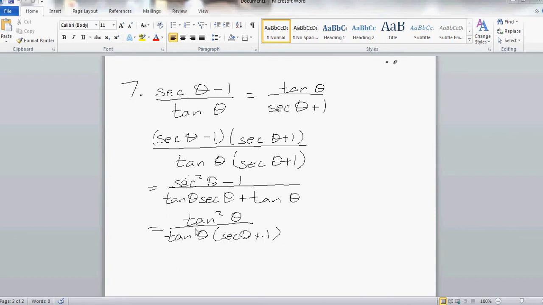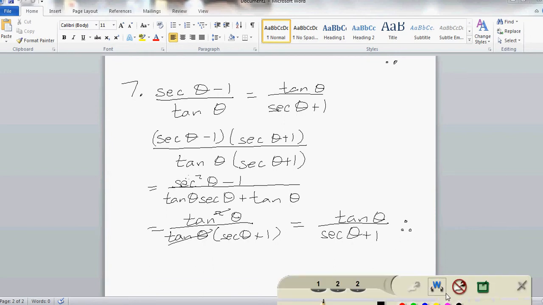And notice what happens here. We have a tangent squared of theta and tangent of theta here. I can cancel out the squared there, which will take care of that, and we're left with tangent of theta over the secant of theta plus 1, which is exactly what we wanted.